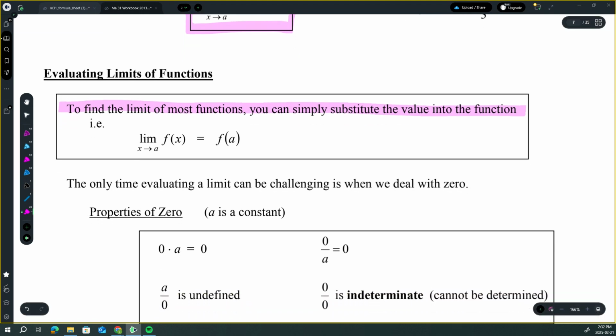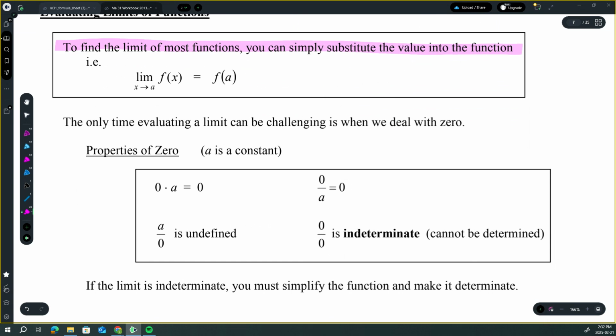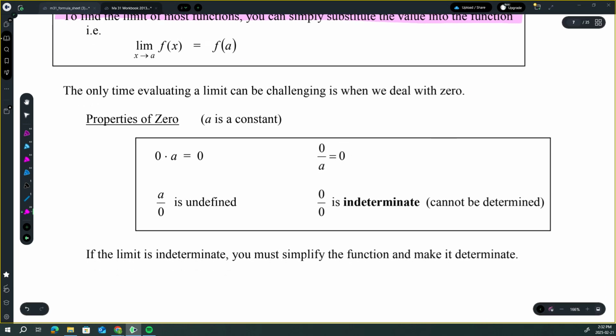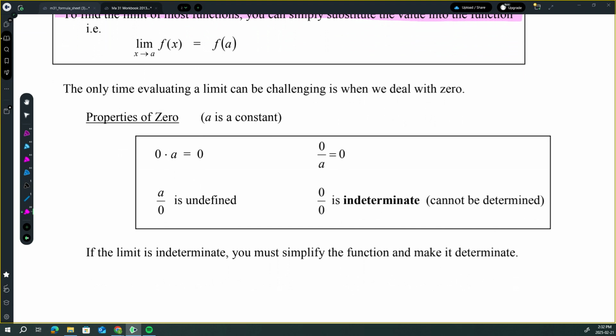Okay, but that's not very interesting. Where life gets interesting is when 0 starts to get involved here. Just quickly going over properties of zeros, which everybody already knows: 0 times any number is going to be equal to 0, and 0 divided by a is going to be 0.